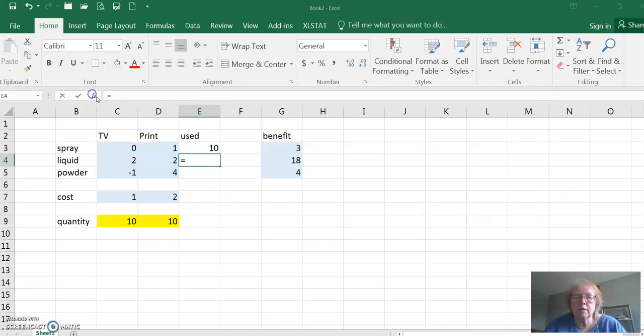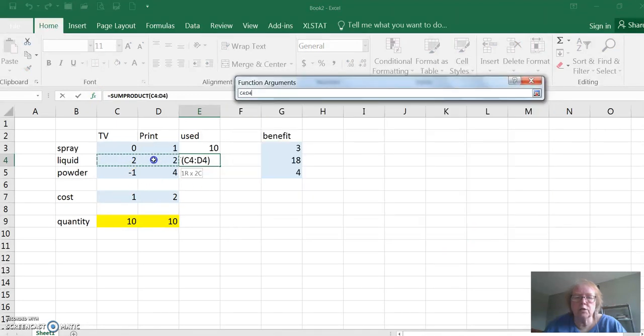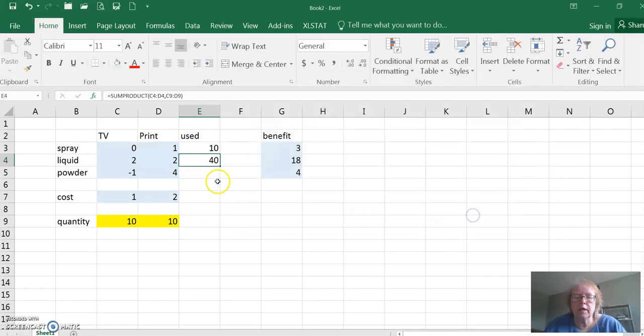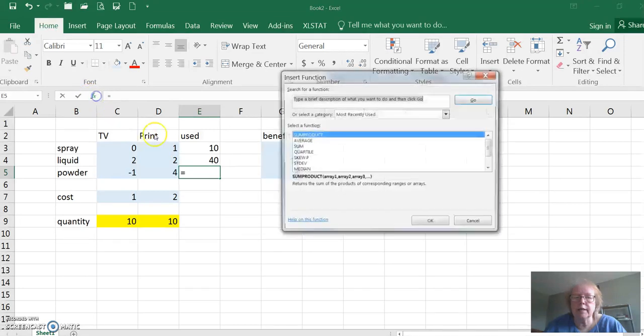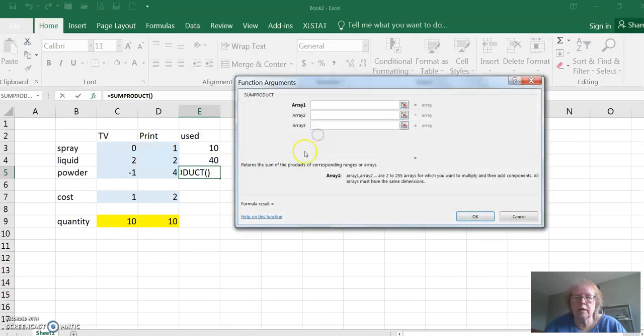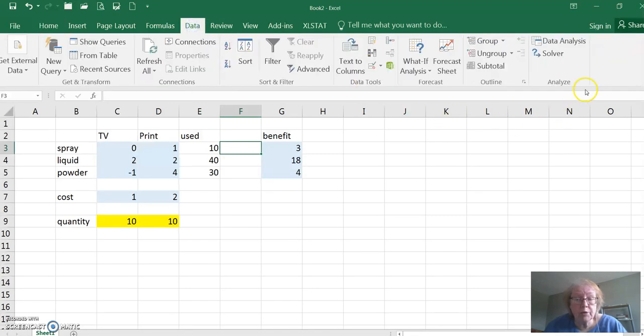And the next one, sum product again. And it's going to be these two guys times the quantities. Okay, and for this one, again, I need a sum product. Okay, and it's going to be these two guys times these two guys. Okay. So there's all of my used, and what I've got to make sure is, this is a cost-benefit problem, is I've got to make sure that I make at least that. I could make more, but I've got to make at least a 3% increase.